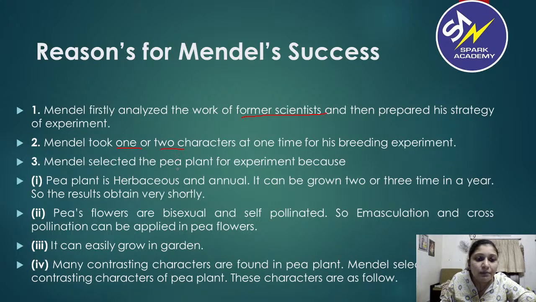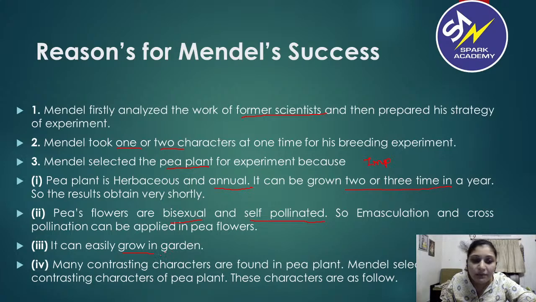Why did Mendel select the pea plant for his experiment? The pea plant is herbaceous and annual. It can be grown 2 or 3 times in a year, so results are obtained very shortly. Pea flowers are bisexual and self-pollinated, so emasculation and cross-pollination can be applied in pea flowers. It can easily be grown in a garden. Many contrasting characteristics are found in the pea plant.